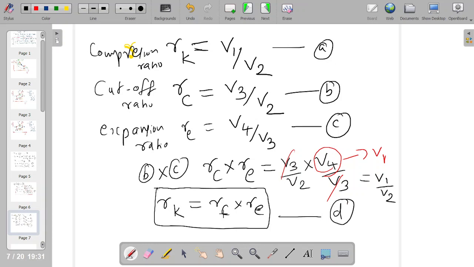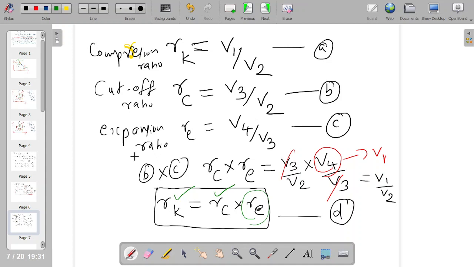So the advantage is we can use only two ratios if possible, not require all three ratios, because they are connected. Mostly in an engine we will be using the compression ratio and cutoff ratio. The expansion ratio is not used widely. Mostly compression ratio and cutoff ratio we will use. So we can obtain all the volume ratios.